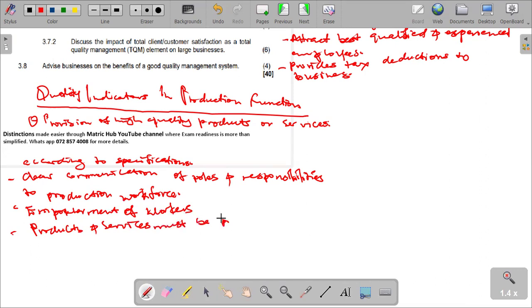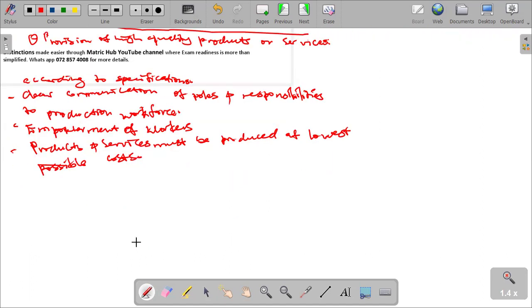Products and services must be produced at the lowest possible cost. We can also talk about monitoring processes and finding root causes of the production problems.